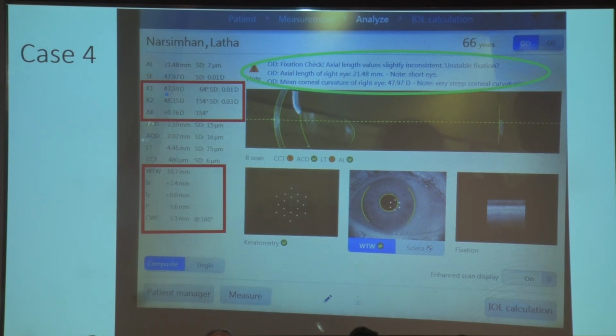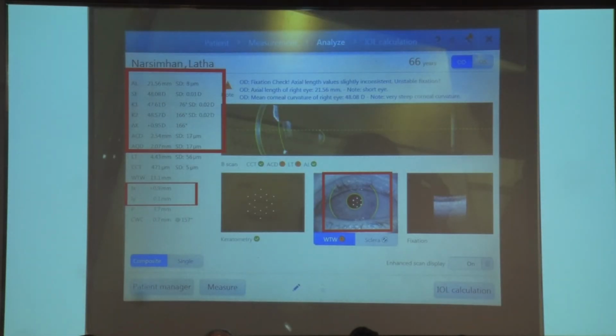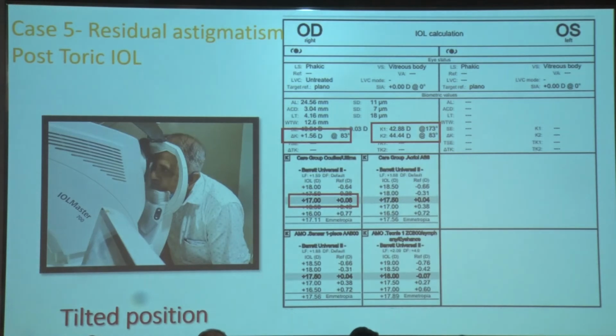So here you can see it's 1.4 millimeters, astigmatism of 0.76, and the IOL power showing 23.5. Now if it's slightly better, you can see that the IX has changed from 1.4 to 0.9, and the astigmatism has changed from 0.74 to 0.95, and the IOL power from 20 now to 22. So that only means that even in an automated or optical biometry, you have to be careful.